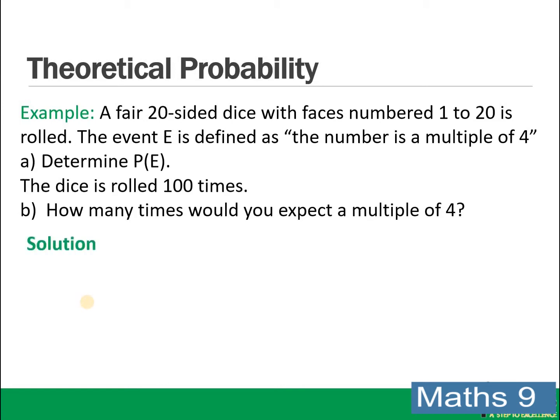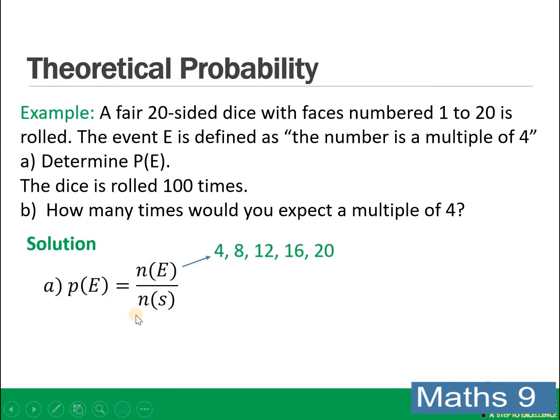Here's the solution. The probability of E is equal to N of E over N of S. N of E is the size of the event space, so the number of ways that the event can occur. These are the ways of getting a multiple of 4. We could get 4, 8, 12, 16 or 20. So the size of the event space is 5. The size of the sample space is 20 because there are 20 different options. So the probability of E equals 5 over 20, or a quarter.